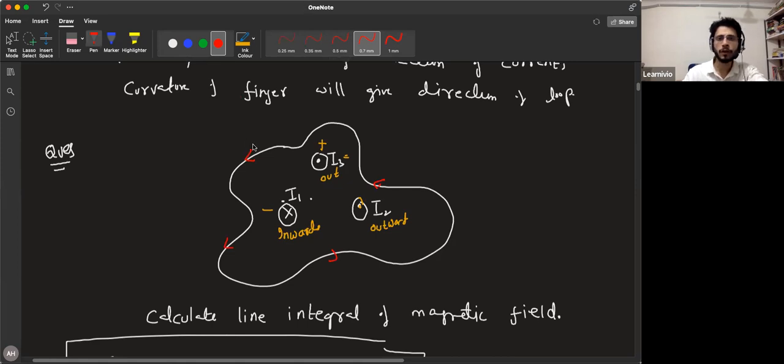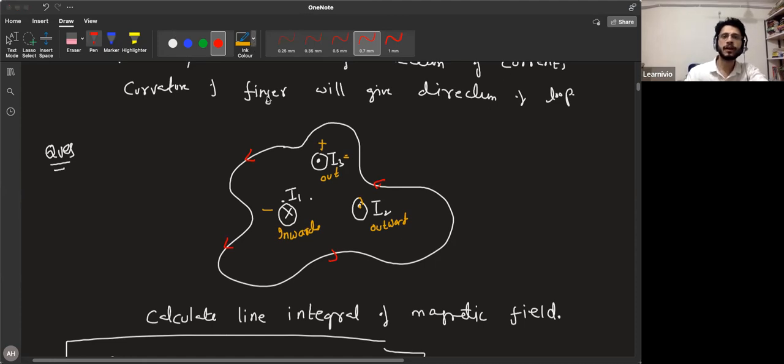What if I place my thumb inwards? Then what would be the direction of the loop? If I put my thumb in the inverse direction, then what will be the direction of the loop? Clockwise. Good.